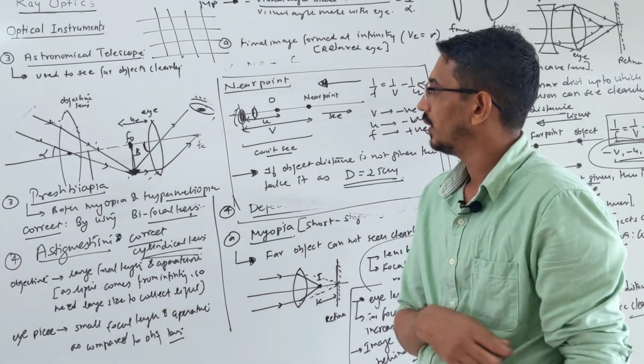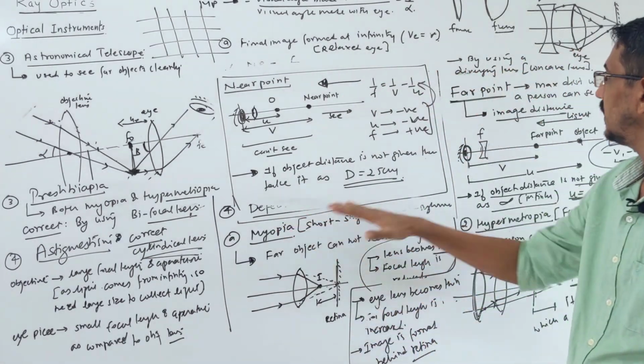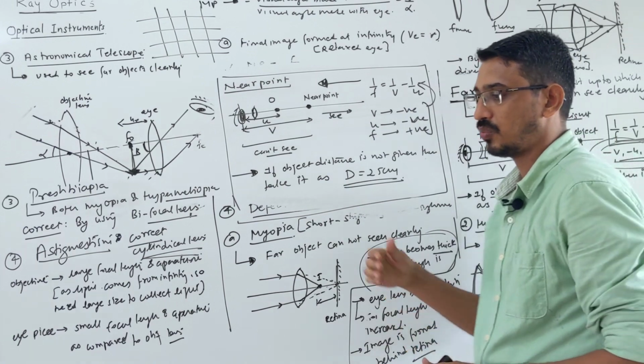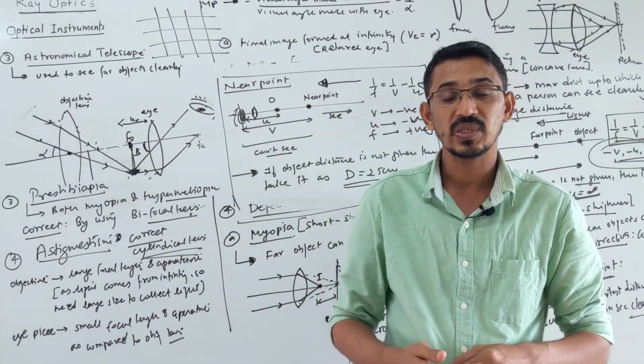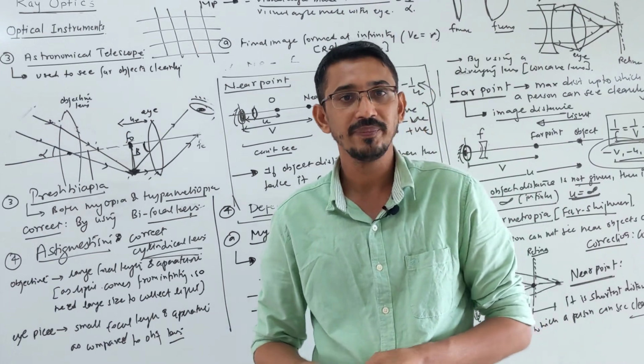So mainly numerically we have these two things. Now we will do problems on this, and I will do problems on other instruments also, the compound microscope and the astronomical telescope you have learned recently.